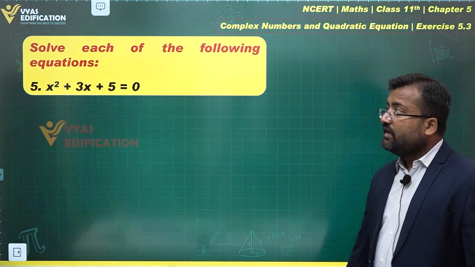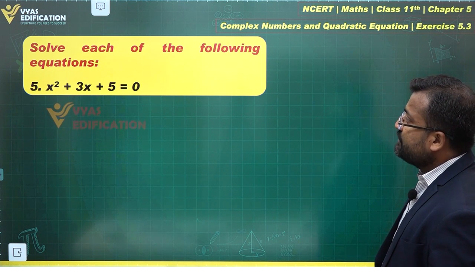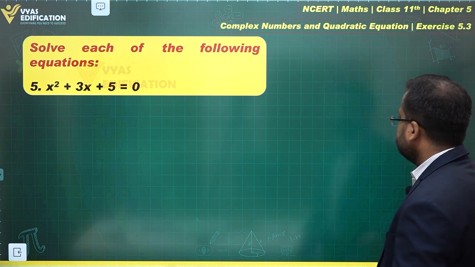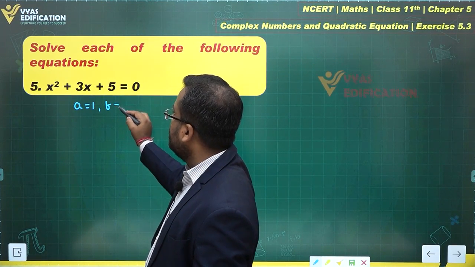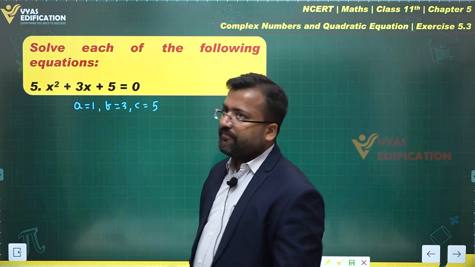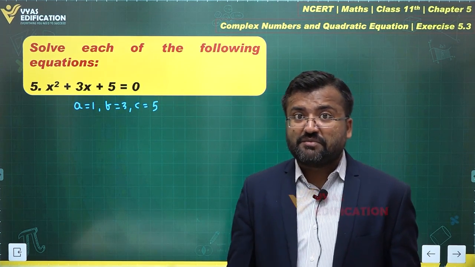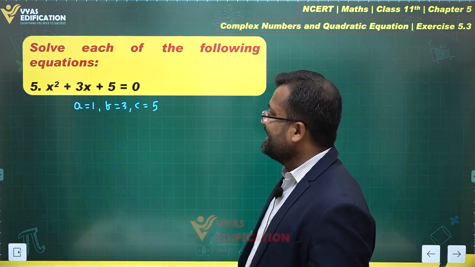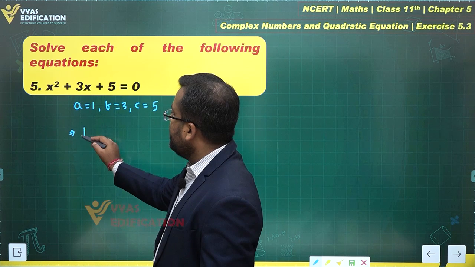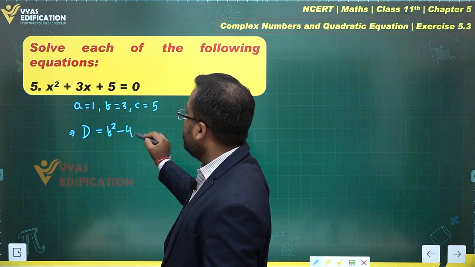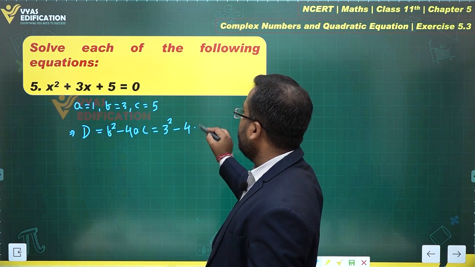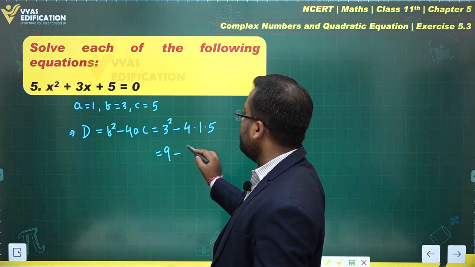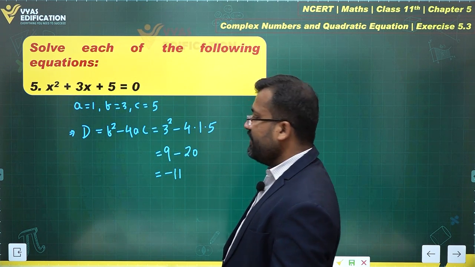Right? Let's talk about this one. Fifth, x square plus 3x plus 5. Solve the equation. How do we go about solving this equation? Once again, this is a quadratic equation, and we can note that a equals 1, b equals 3, c equals 5. For this quadratic equation in ax square plus bx plus c form, we can use D equals b square minus 4ac. The discriminant equals what? Discriminant is b square minus 4 into a into c. What is that? 9 minus 20, which is minus 11.